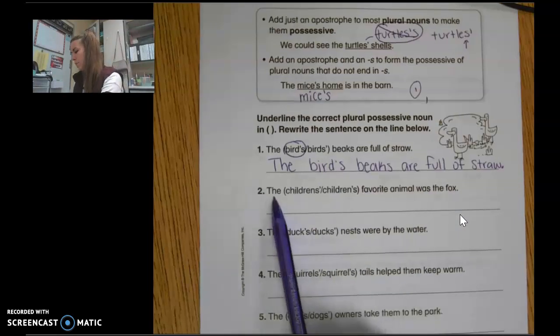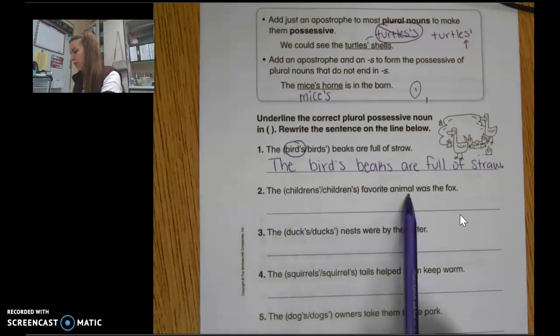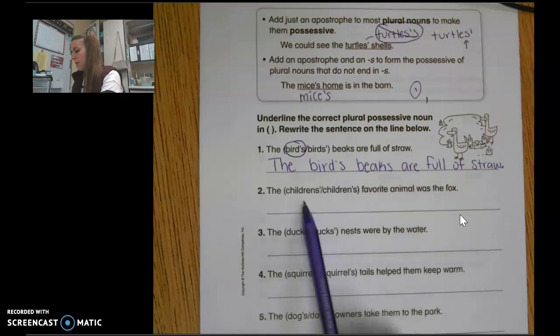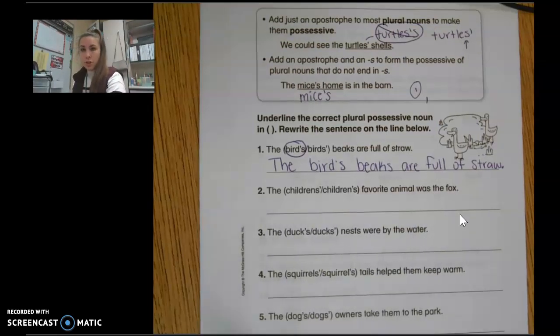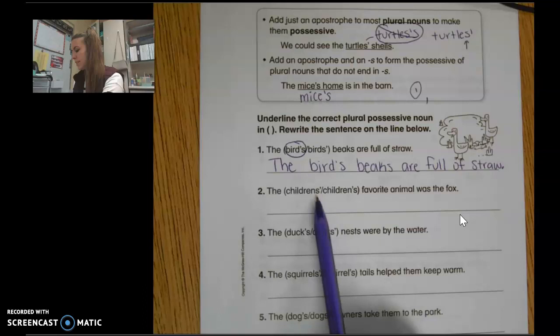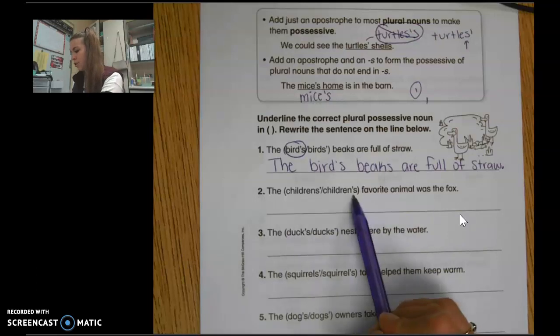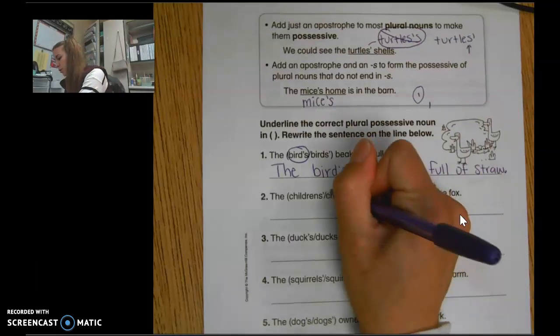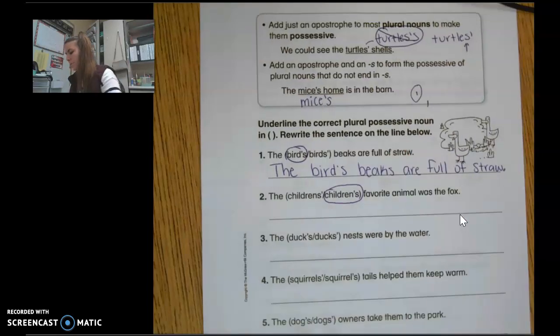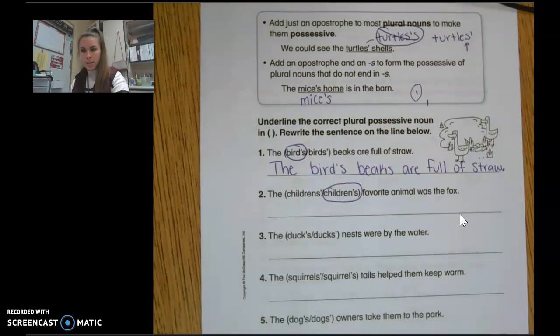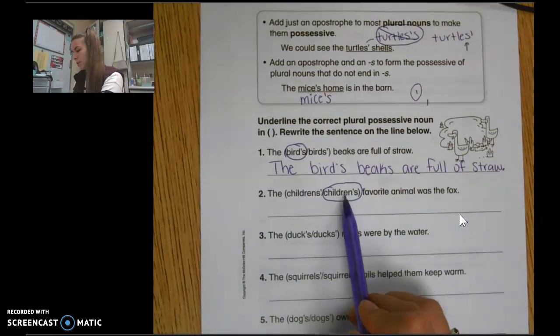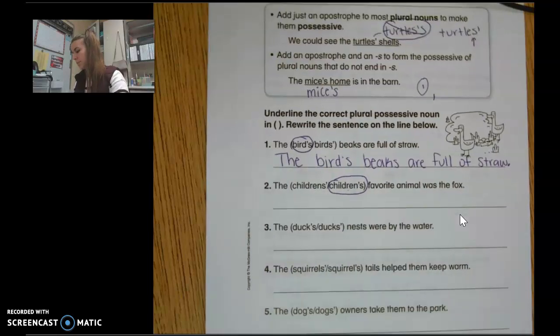Looking at number 2, the children's favorite animal was a fox. When I make child plural, I make it children. I change the spelling, so it does not end in an S. Children by itself, that plural noun, does not end in an S. So I can do apostrophe S. I will circle that choice and I will write it on the line using the appropriate possessive noun, children's.